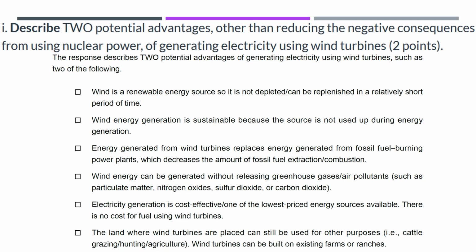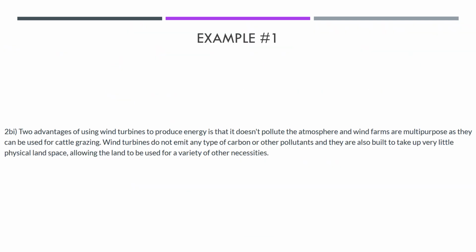So a potential right answer would be wind is a renewable energy source, so it is not depleted, and can be replenished in a relatively short period of time. Another one that's common would be wind energy generation is sustainable because the source is not used up during energy generation. So you guys can read the rest, but these are a couple of the right answers here. Let's take a look at another example.